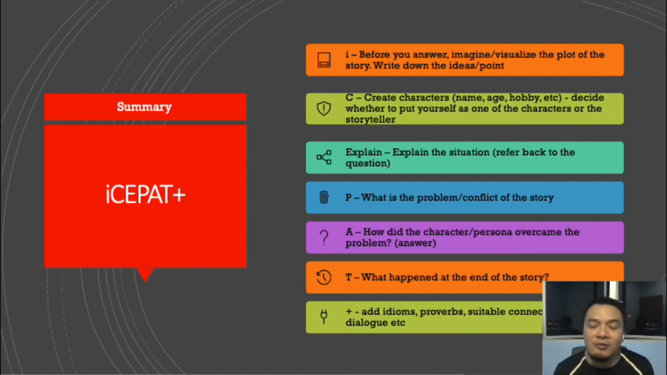This is the format of how you write an essay based on iCEPAT Plus. However, once you have understood the elements and the steps of iCEPAT Plus, you are no longer bound to follow the format. In fact, you can actually change it to CEPTA or TAPEC. Just as long as the elements are there, you will be fine. And of course, you can always write more than 5 paragraphs. Just bear in mind though, to always check your time during examination because students sometimes lose track of their time and the marking is based on the finished product. In other words, your essay must have an ending.